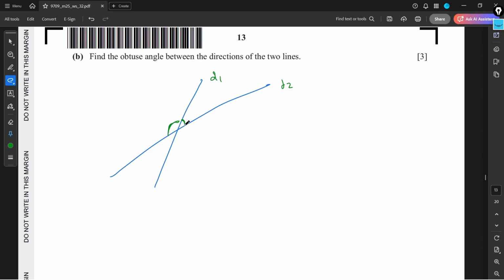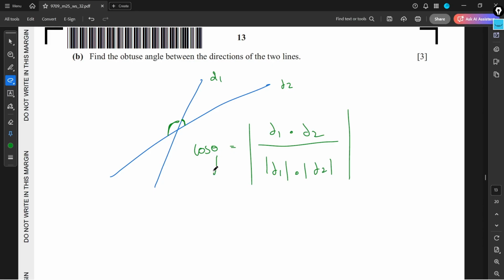There are two possibilities of the angles that I can form in the intersecting lines. So to find the obtuse angle, I can first find my acute angle and then do 180 minus the acute angle to get the obtuse angle. How do I find this acute angle first? There is a formula that cos of the acute angle is always equal to the modulus of the dot product of the directions of the two vectors divided by the magnitude of both of the directions. If you do this, you will find the value of theta, which will be acute. And then to find the obtuse angle, just do 180 minus that.